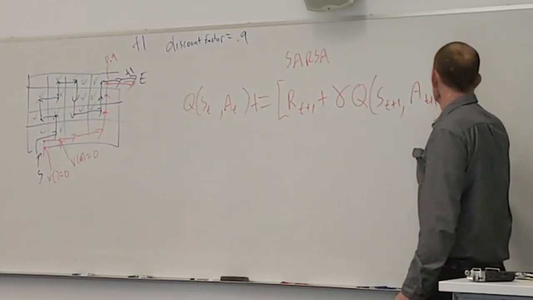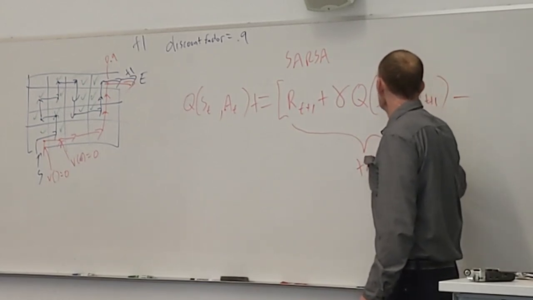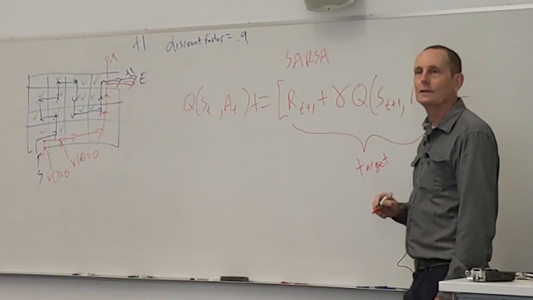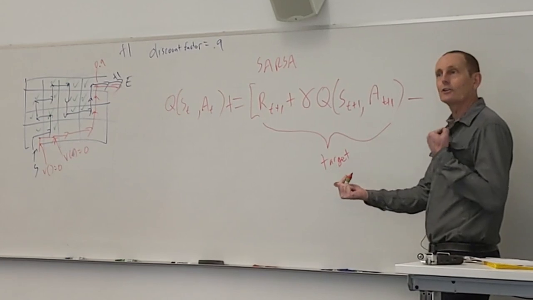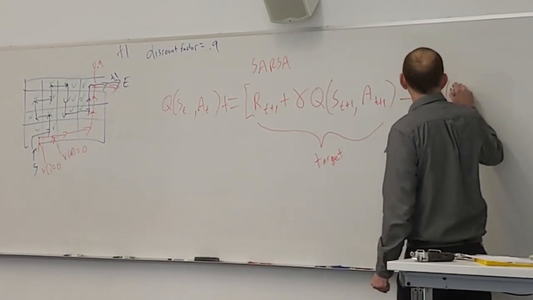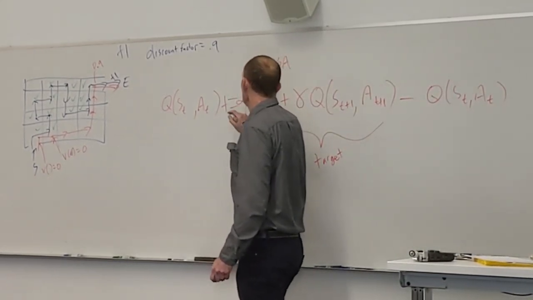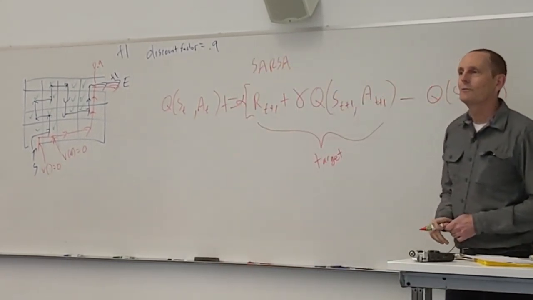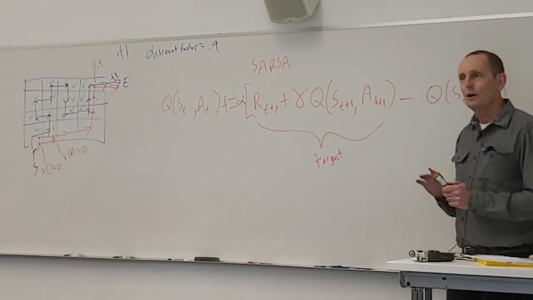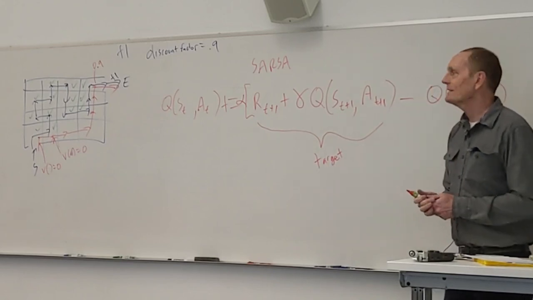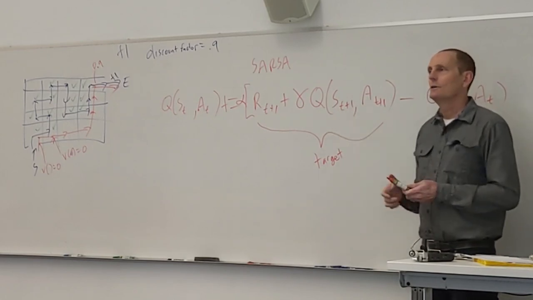Minus, so this is our target, right? And our error is the difference between our target and our current value. So our current value, and we will throw a learning rate in there. Okay. So we're not going to move all the way to it. We're going to move towards that target value. That way we're not whipsawed all around.